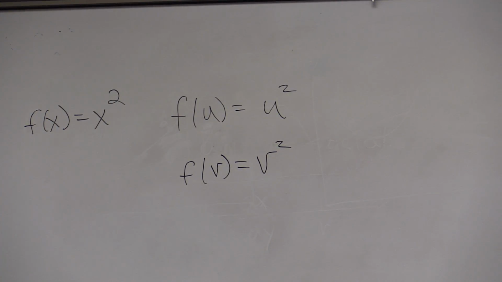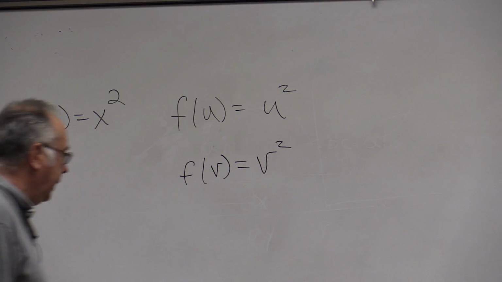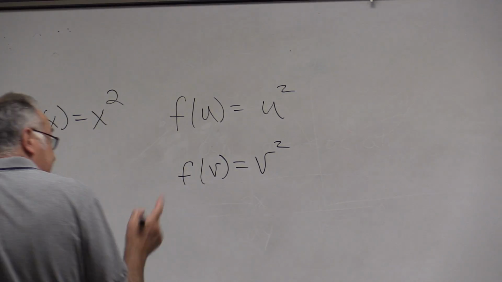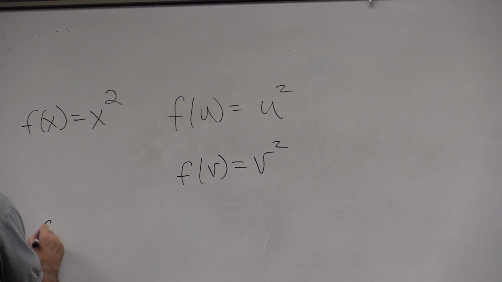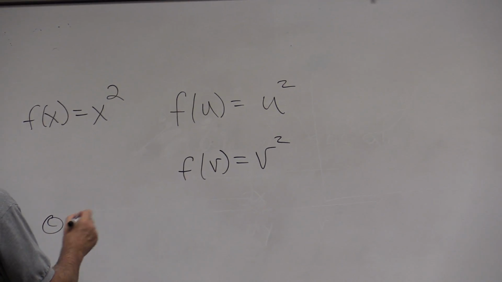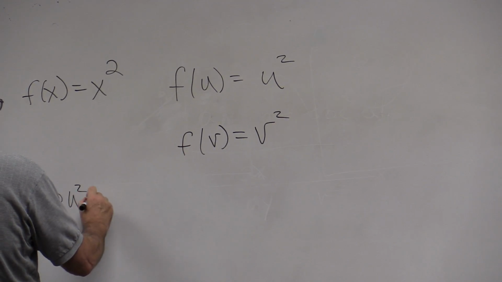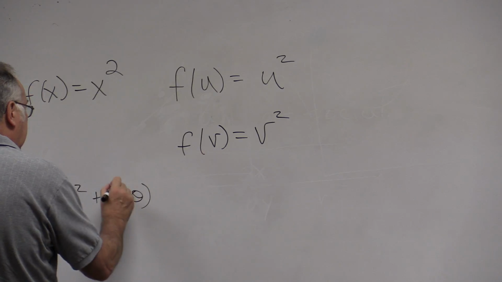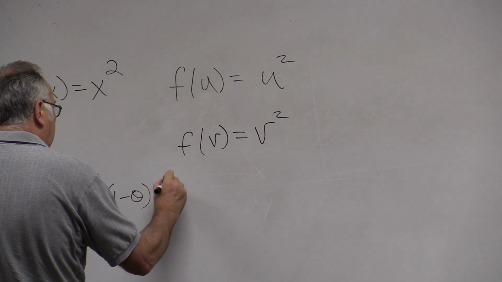So those are easy. So the left-hand side of that expression up there is theta times u squared plus 1 minus theta times v squared.